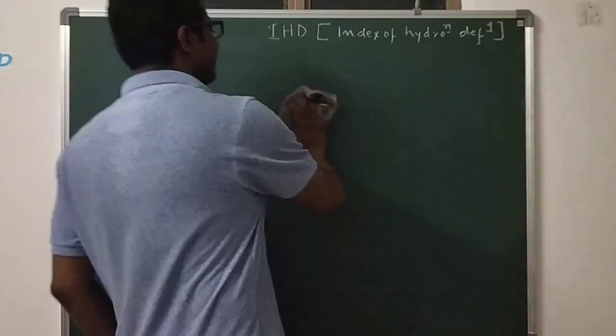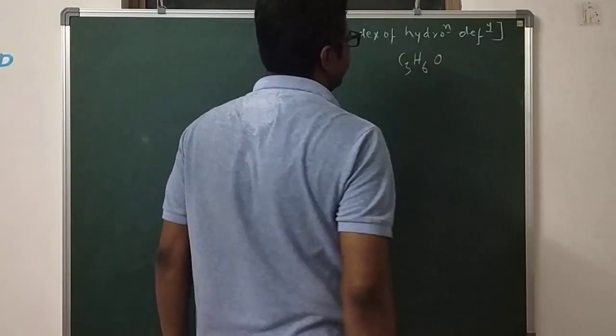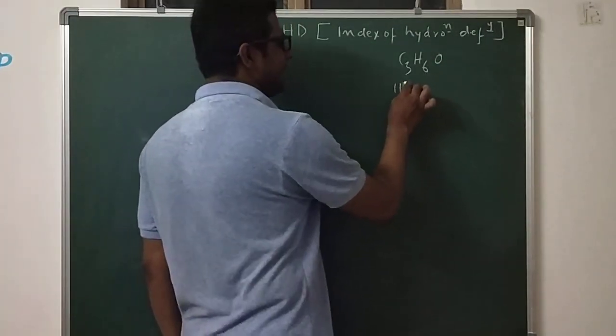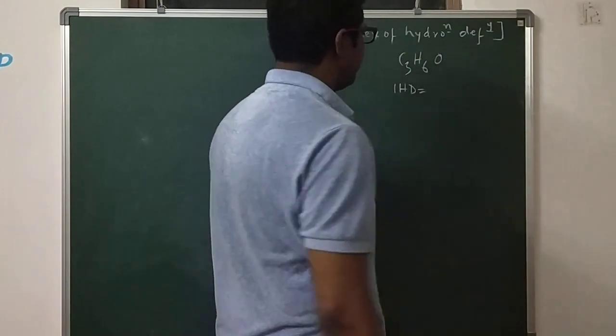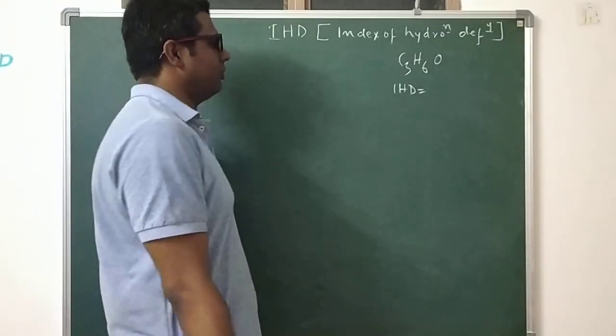Now let us go for a little bit complicated structure, C3H6O. Okay, simpler than the other one we did. So let us first calculate the IHD value of this one. Slowly, slowly do it. There is no hurry. So let us go very slow.